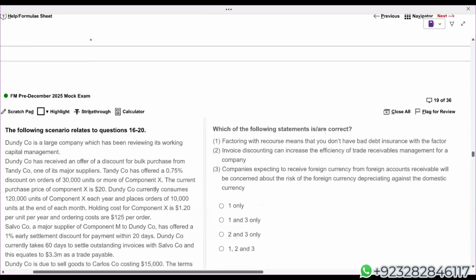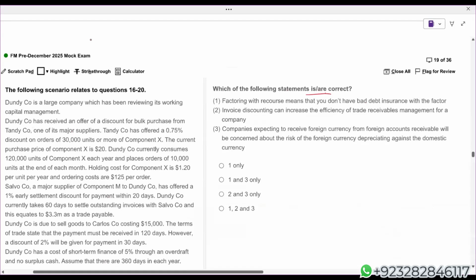Which of the following is correct? Let's see. Factoring with recourse. Basically, with recourse means the factor company is responsible for the bad debts. Technically, you have insured your bad debt. So, with recourse means factor is not, my bad. With recourse means factor is not responsible for the bad debts. With recourse means your company will face the risk of bad debt. Factoring with recourse means that you do not have bad debt insurance with the factor. That is true.